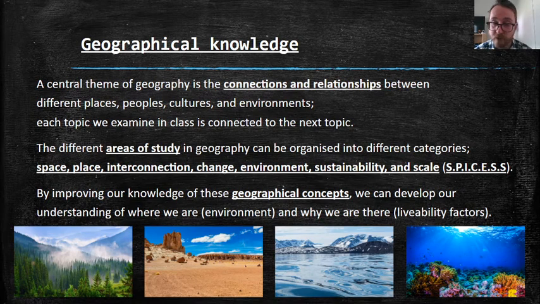The different areas of study in geography can be organized into different categories. So everything in geography is connected and everything can be classified or organized into 7 key categories. And there's an easy way to remember it because we've got a fun little acronym here. So everything outside your window can be related to space, place, interconnection, change, environment, sustainability, and scale, or spices. Geography is a spicy subject, so just remember spices. By improving our knowledge of these geographical concepts of spices, we can develop our understanding of where we are, so our environment, and why we are there, so livability factors.